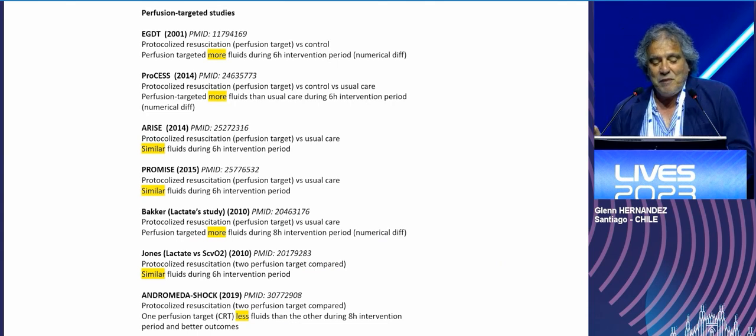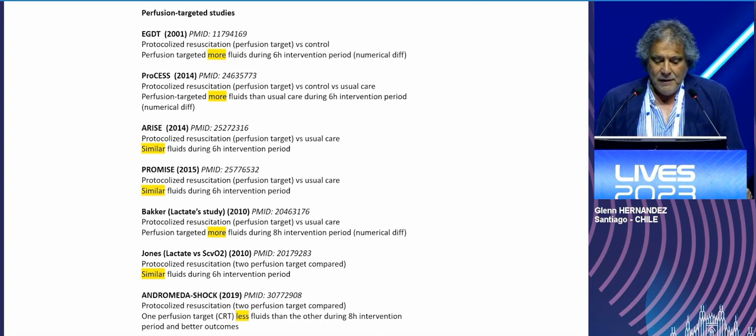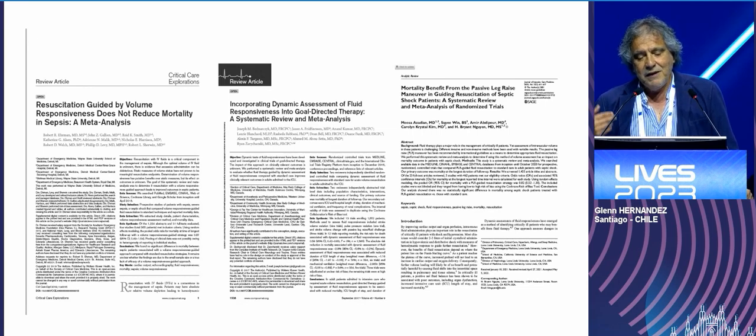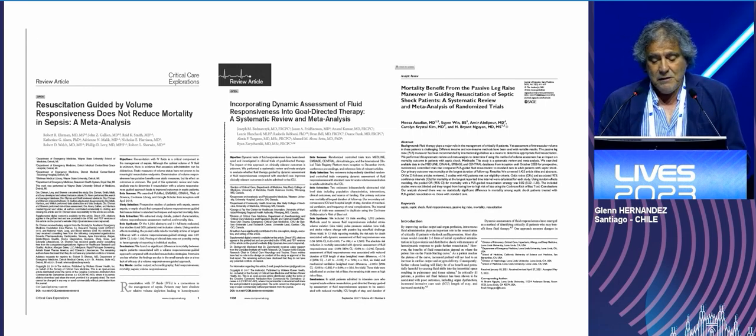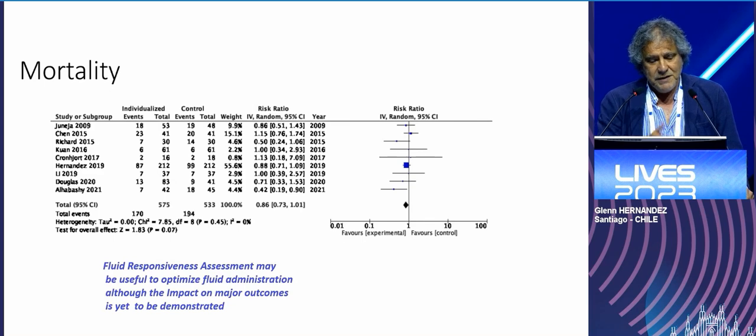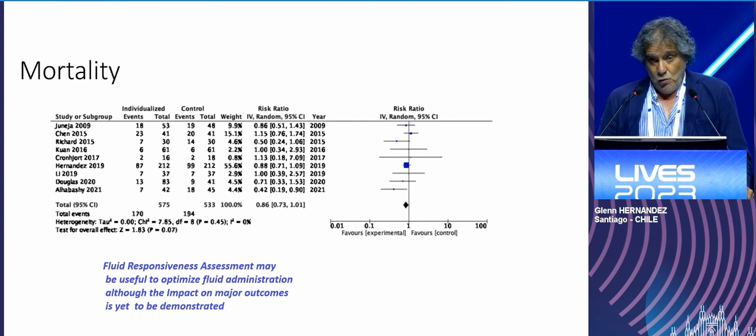We could call them perfusion-targeted studies, showing some more fluids in some and less fluids in others, but they are not, let's say, designed to really assess individualization. They shared only that they had a perfusion target. The systematic inclusion of fluid responsiveness assessment has been tested in some studies, post hoc, etc. But when the methodologists did a sort of meta-analysis, they found no signal that it favored mortality, although it may be useful to optimize, in the sense of avoiding fluids in patients that are obviously fluid unresponsive.